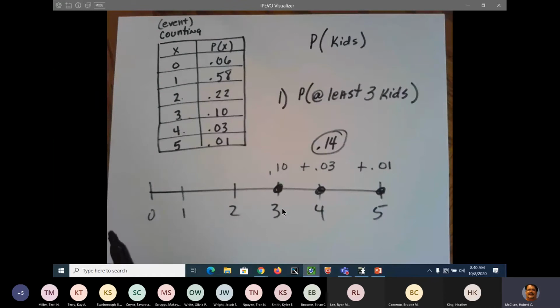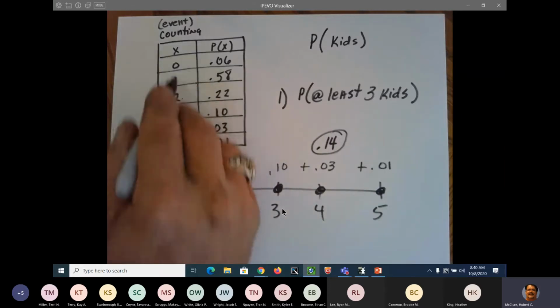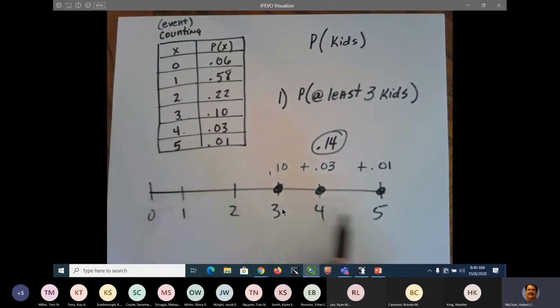Now, does the book do this? No. Do other teachers do this? No. Hubert does this because this is the way that Hubert learned it when he was studying how to teach mathematics. This is the way I pictured it, and that's why I'm doing it now. Sometimes it's easier to see, especially when you're talking about at most and at least. It's easier to see on a number line.